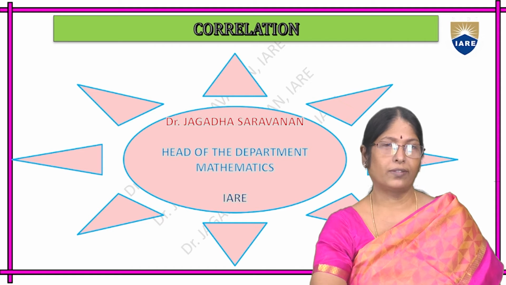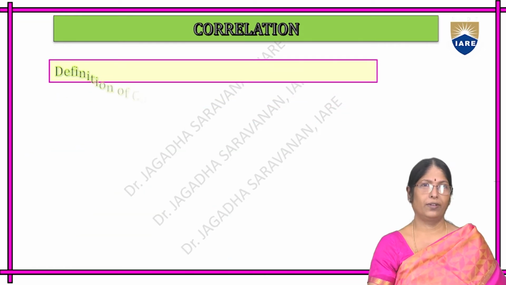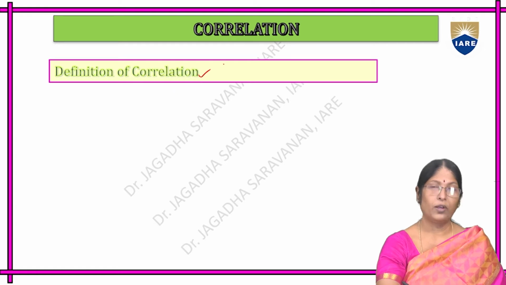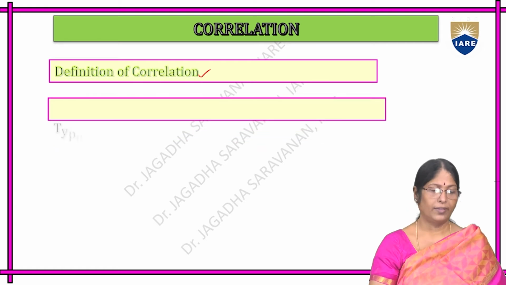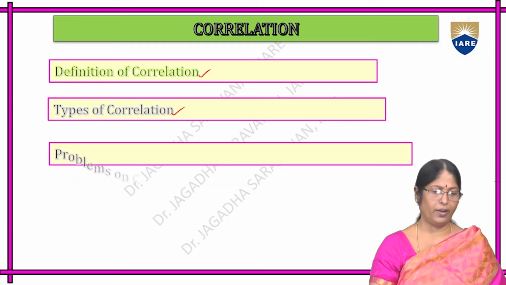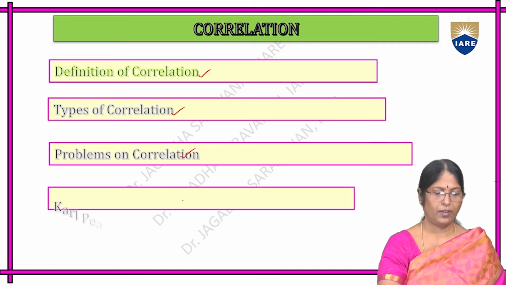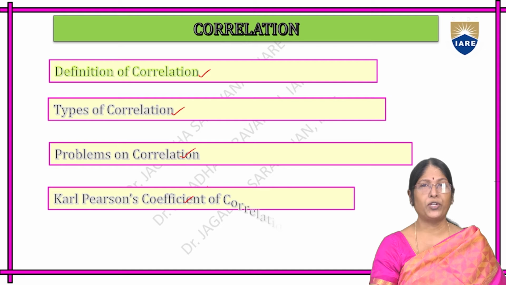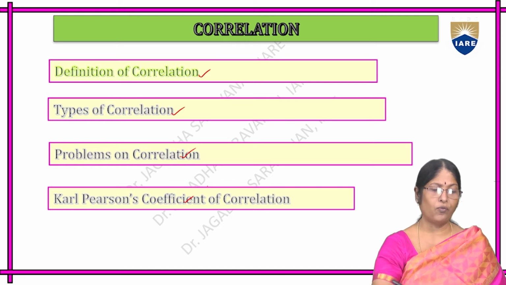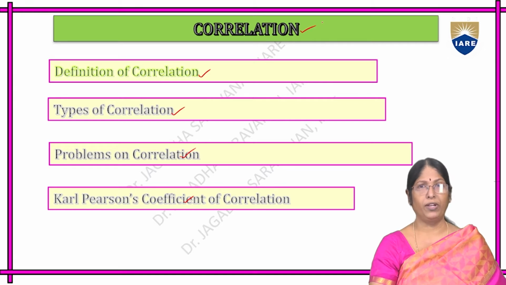We are going to discuss the subject probability and statistics, in which correlation is the topic we are going to discuss in detail. First, what is correlation? The definition of correlation we are going to discuss. Next, the types of correlation. The next one is problems based on correlation, called Pearson's coefficient of correlation. So these are the four subtopics under the topic correlation we will discuss.